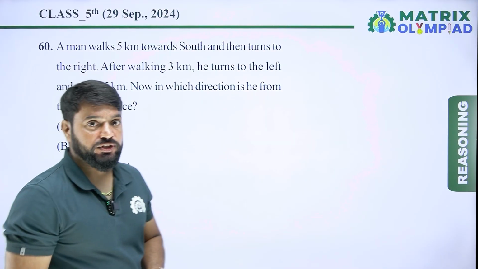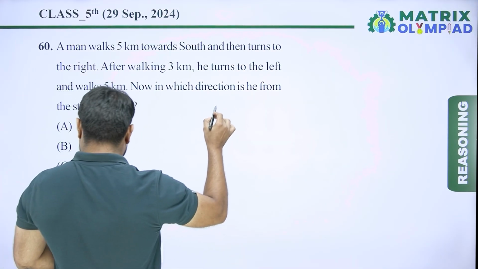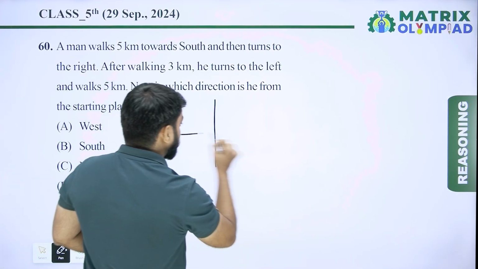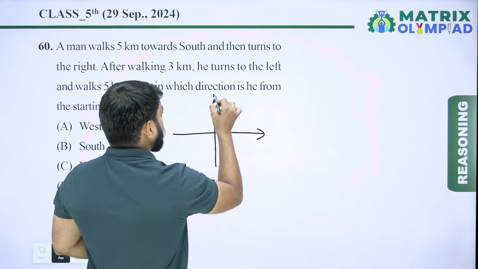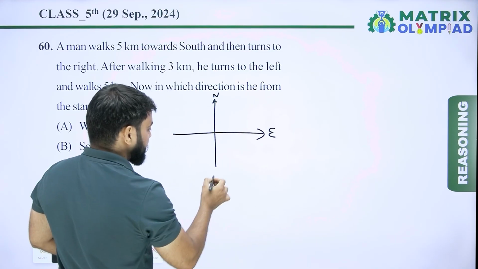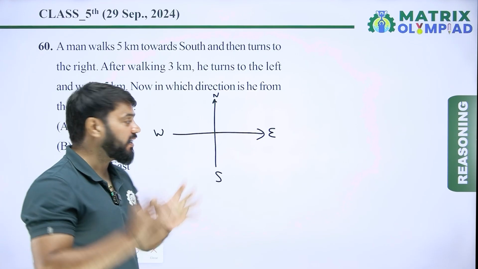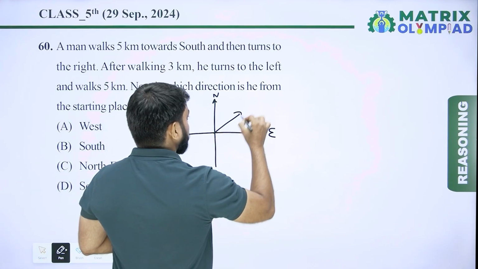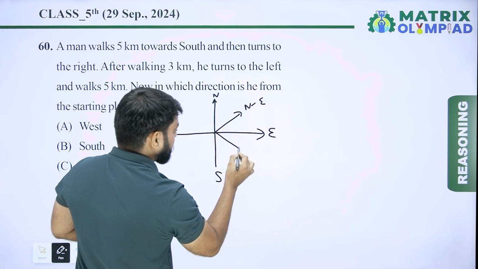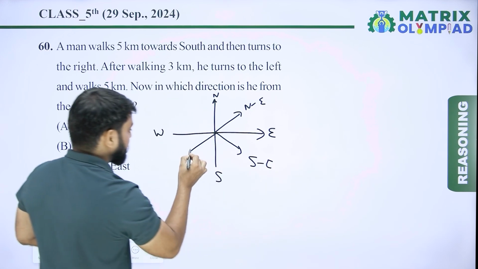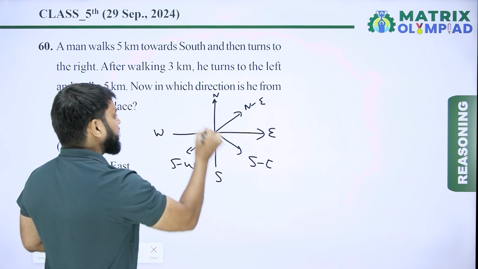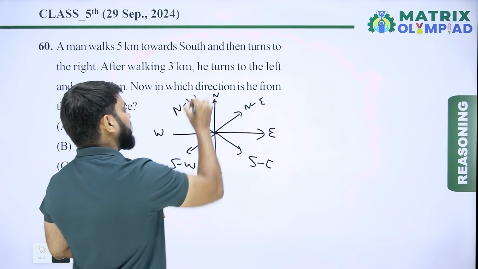Before starting this question, we should know there are 4 types of direction. One is north, this is east, this is south, and this is the west. And there are 4 types of cardinal direction. This is the northeast, this is the southeast, and this is the southwest, and this is the northwest.